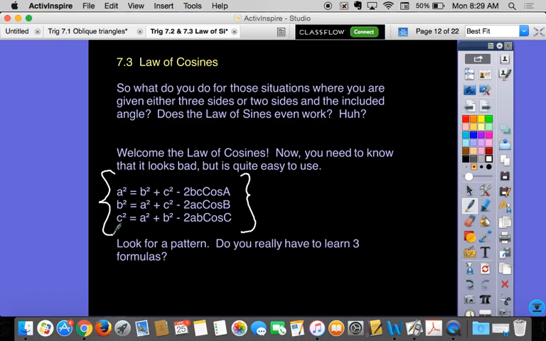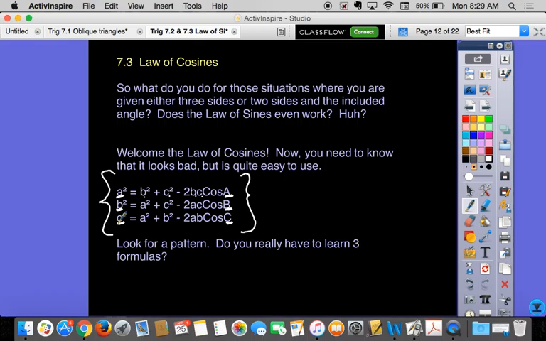But basically, if you look at the structure of the first one, the bottom two just mimic it. See, the first part looks a whole lot like the Pythagorean theorem. And then it follows with -2, and notice these two letters right here are the same ones that are on this side, and then it's cosine of the letter that is on the other end. So the things on the ends match. And that's what you need to notice.